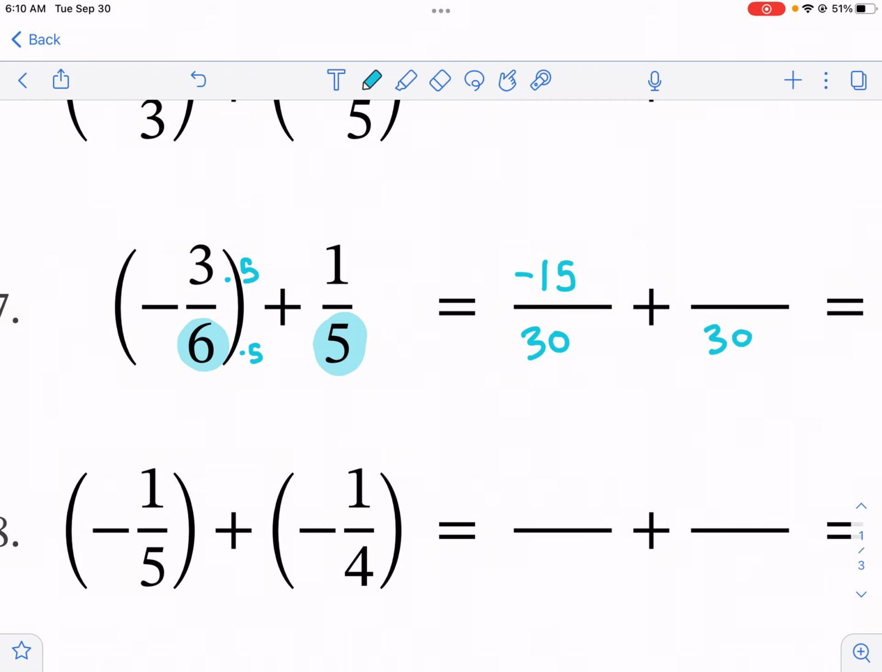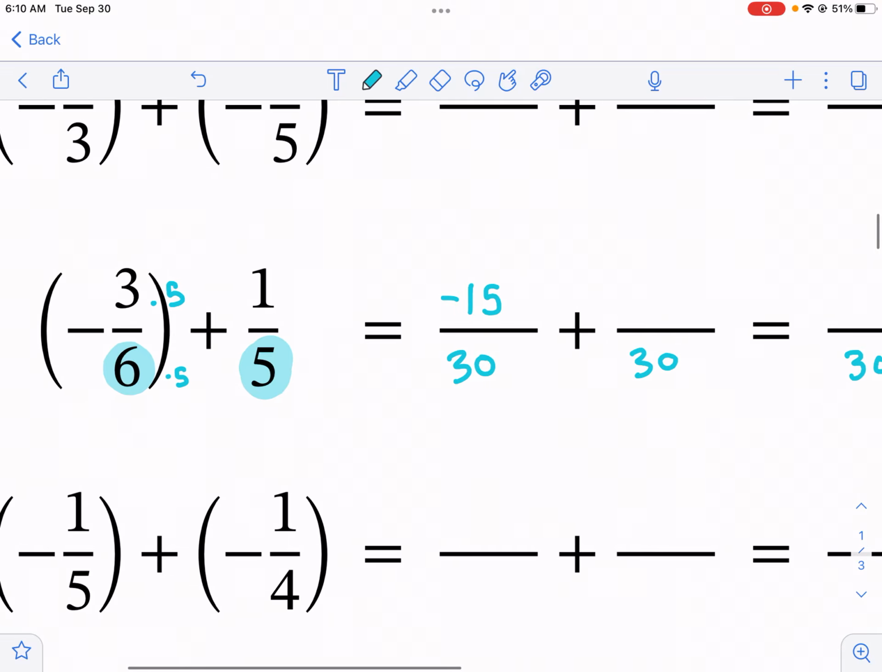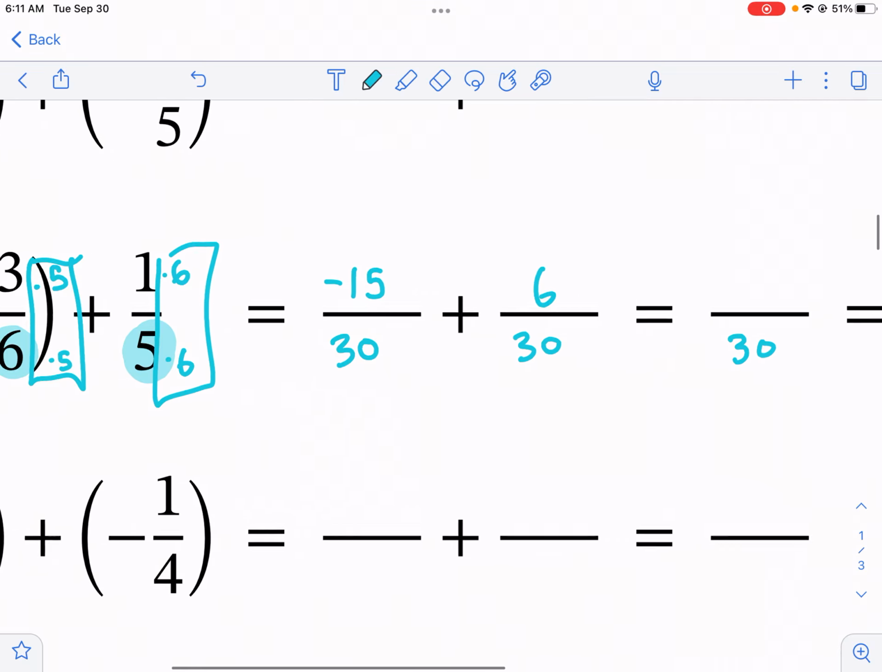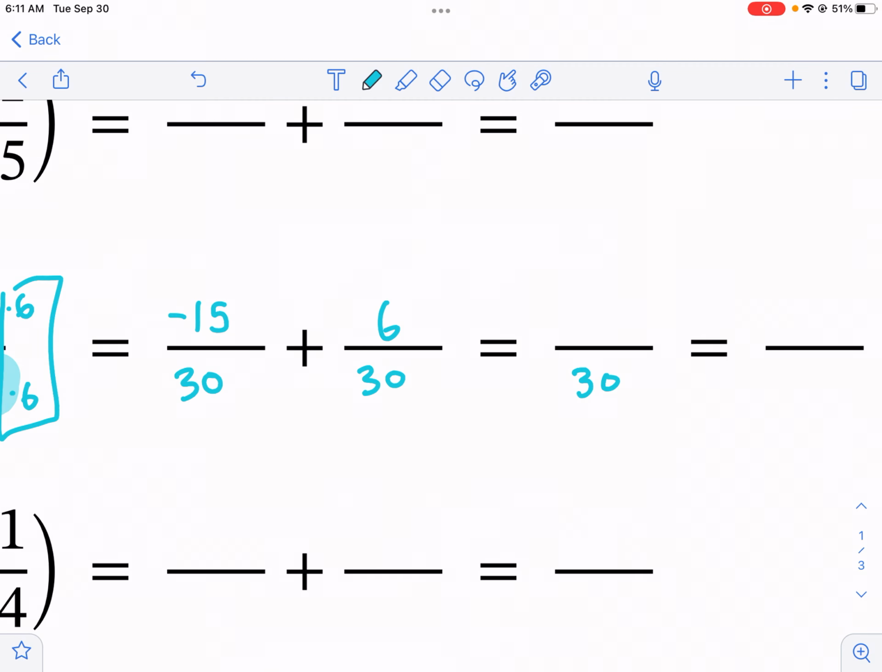And you can look up my videos for multiplying negative numbers if you need a refresher on that also. What do I multiply by 5 to get to 30? Well, I multiply by 6, and I know that because that's how I got my denominator. But I have to keep that number the same, right, in the top and in the bottom. So I multiply 1 times 6, and I got 6. So now I just add those two together. So negative 15 plus 6 is negative 9.